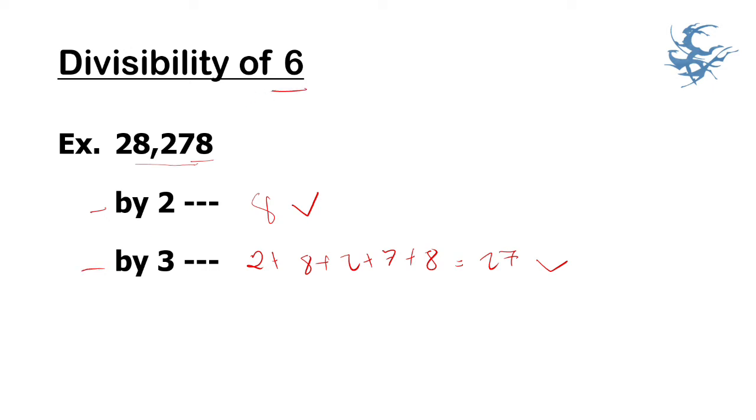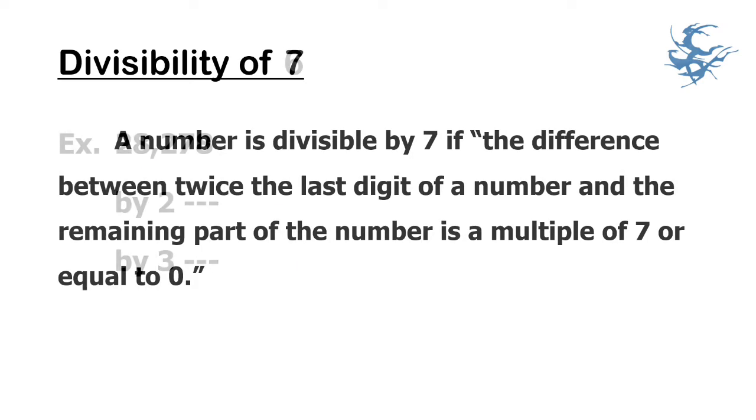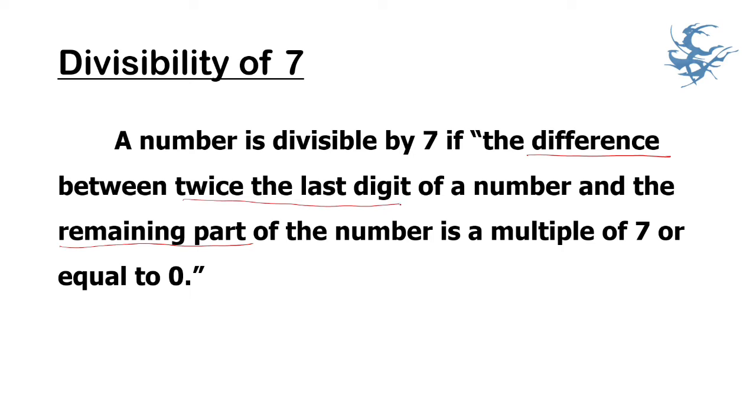Okay? Good. Let's go with the divisibility of 7. A number is divisible by 7 if, take note of these words, if the difference between twice the last digit of a number and the remaining part of the number is a multiple of 7 or equal to 0. Okay? So, para mas maintindihan nyo, diretso na tayo sa example.